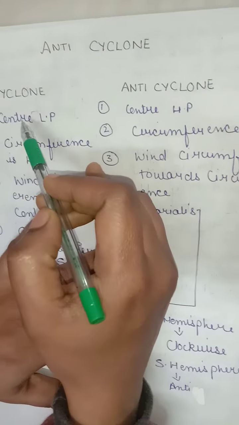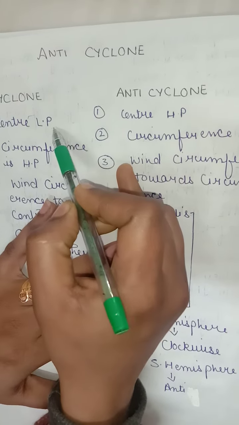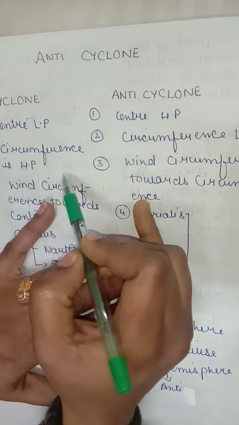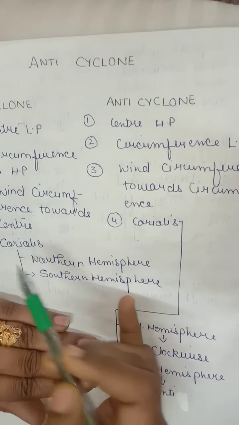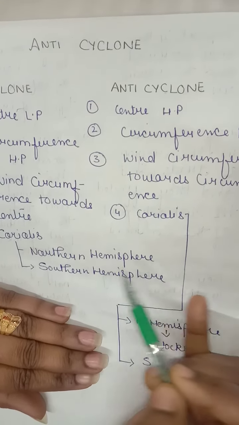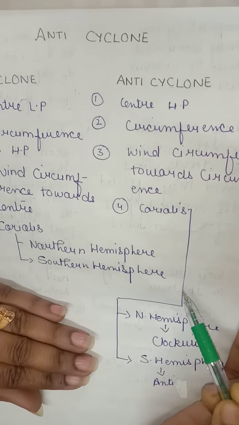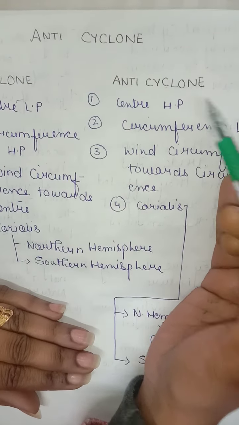Okay, in a cyclone, the center is in low pressure, the circumference is in higher pressure, and wind blows from the circumference towards the center. Coriolis forces act on both the northern hemisphere and southern hemisphere. Okay, now we discuss anticyclone.